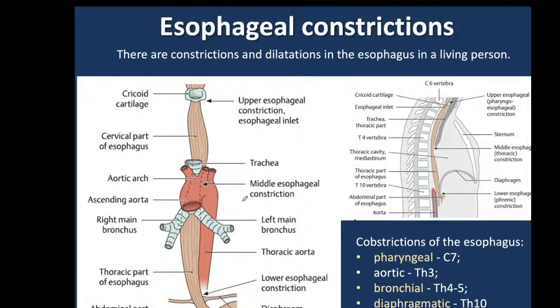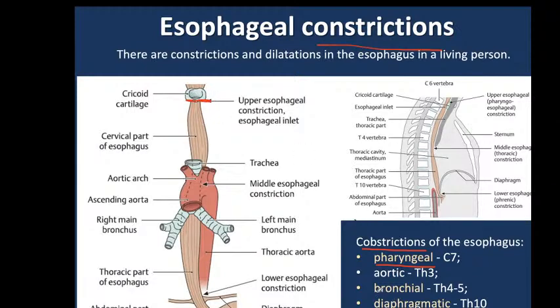Usually each living person has 5 constrictions of the esophagus. Constrictions are narrowings of the esophagus. But when people die, we could explore only three constrictions. So this is a constriction that can be explored in a dead person. We call it anatomical. This is the pharyngeal here.